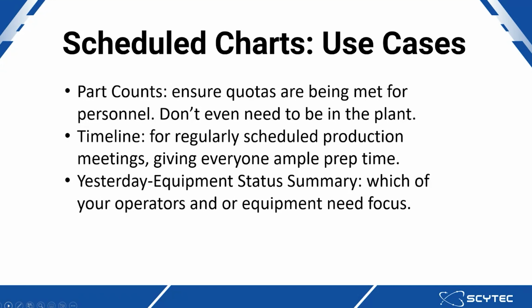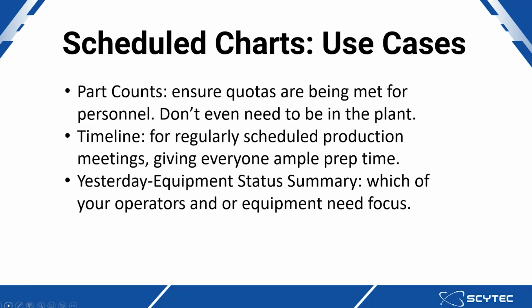The next one would be a timeline chart, which is a general equipment status summary chart that goes over what is going on inside of your shop floor. And this is another case. Let's just say every morning before doing the Gemba walk, you have a production meeting about the day prior. I know I already went over this, but we're going to do it again.